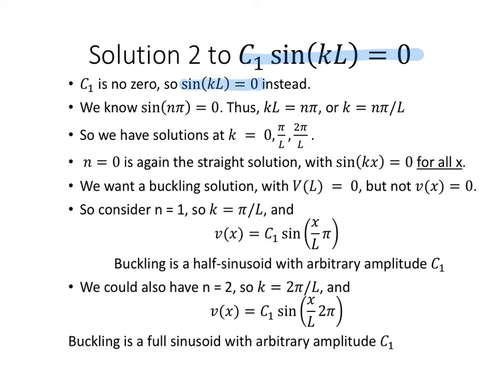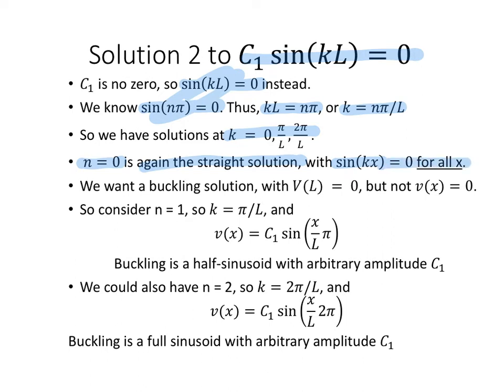of KL equals 0. So to see how this can be, we know that sine of n times pi is 0 for any integer n. So we could say KL equals n pi, or K is n pi divided by L, just by equating these two. So we have some non-trivial solutions at these values of K. But the value K is 0, that is n is 0, that's still the straight solution, because sine of Kx with K equals 0 is still 0 for all x.